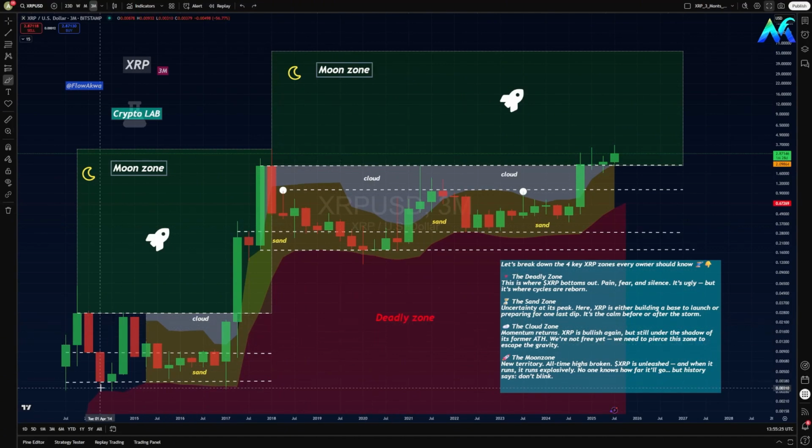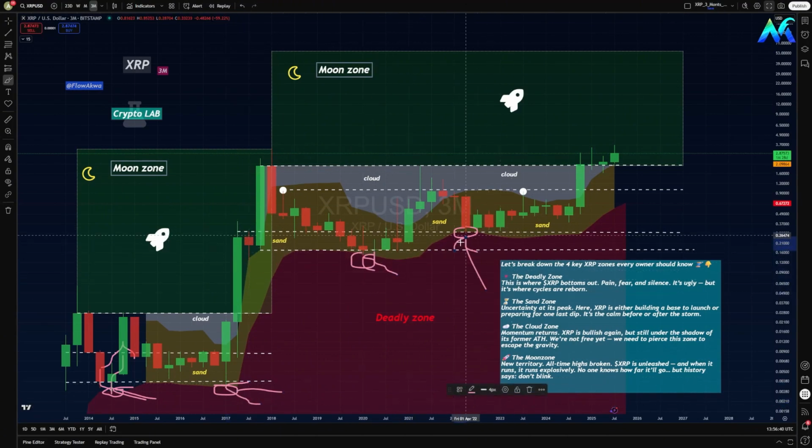First, you have the deadly zone, right? Here, it was a bottom. And after touching the deadly zone, we usually go up because the price cannot stay in this zone for too long. As you can see here, it was the same. It was a bottom, right? Here, it was a bottom. And more recently, we have this candle. And usually when we are here, people are very, very scared, right? But this is where the smart money enters the party.